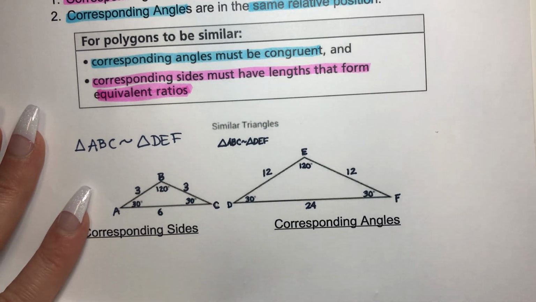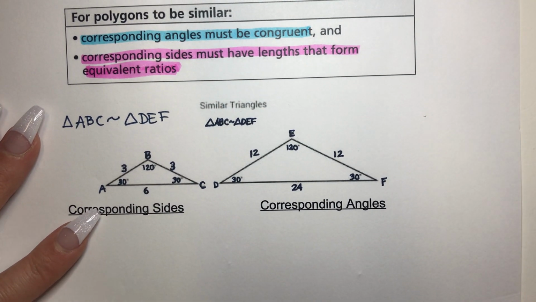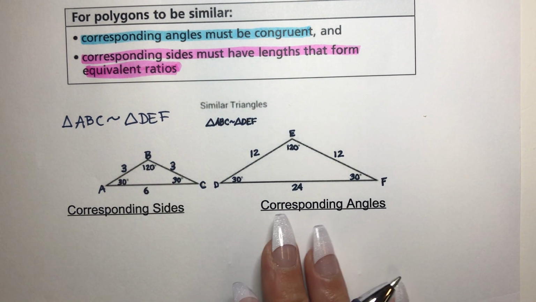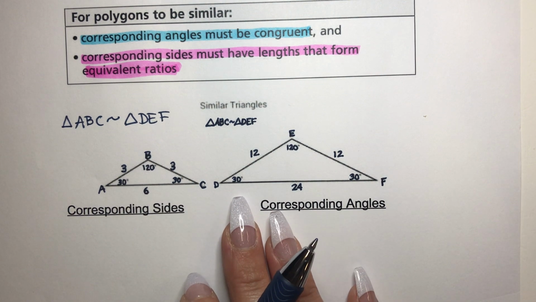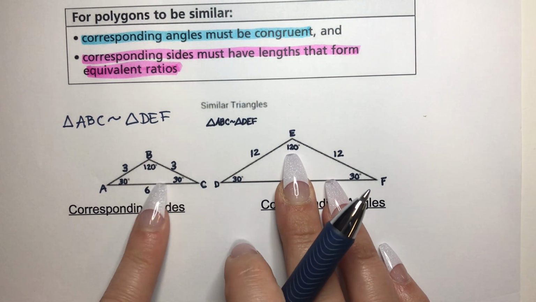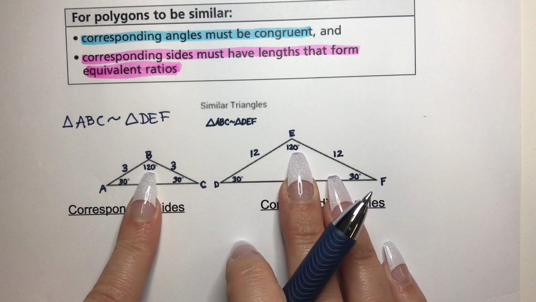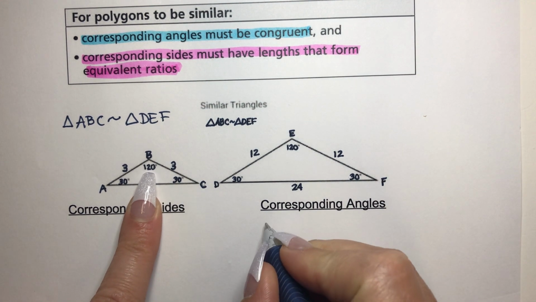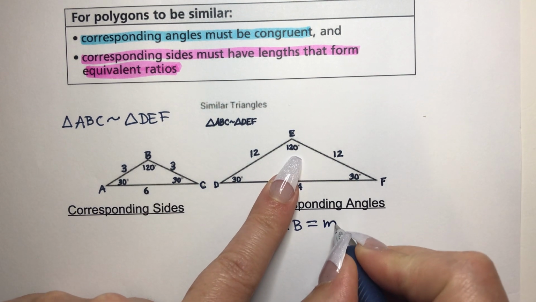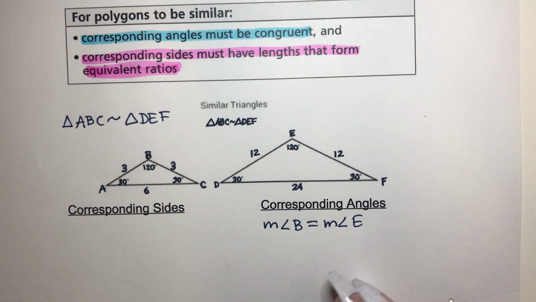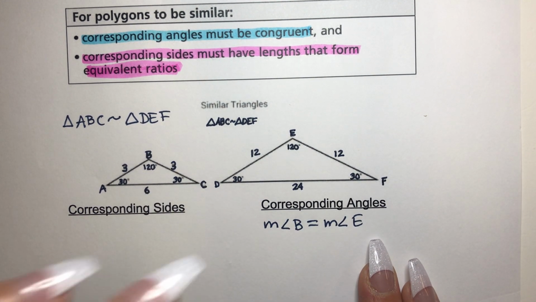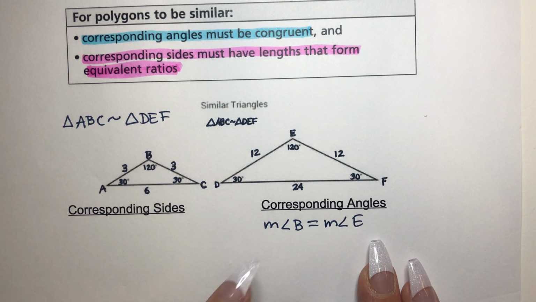So whenever you have something that's similar, for polygons to be similar, the corresponding angles must be congruent. Okay, so let's go ahead and see that. Now, corresponding angles would be the angles that match up. So right here, B and E, those angles are 120, right? So we can say the measure of angle B equals the measure of angle E. Now that one's really easy to look at the picture and see. Now here we have two 30s, right? So which one's which? So I like to go back to here.